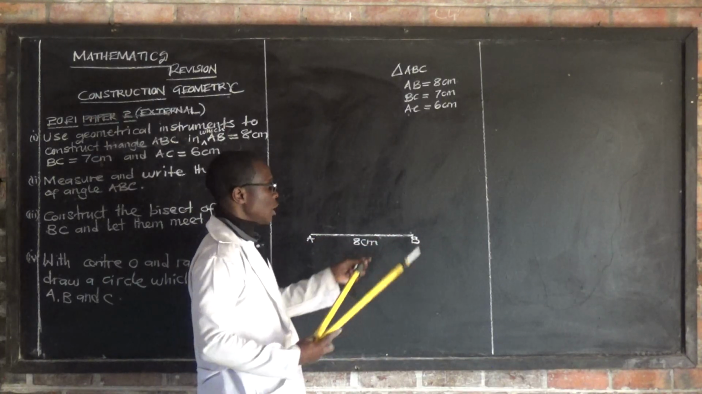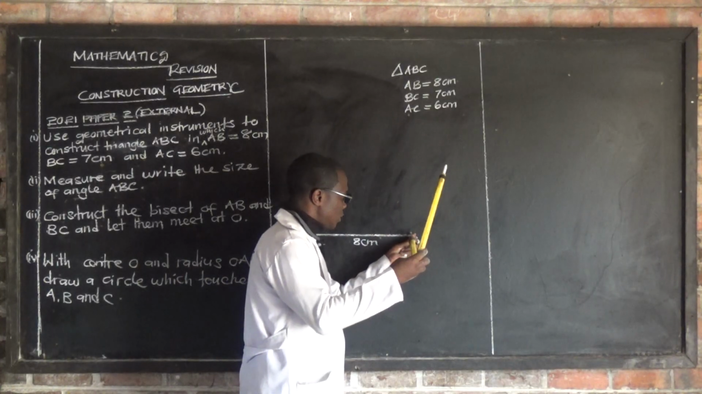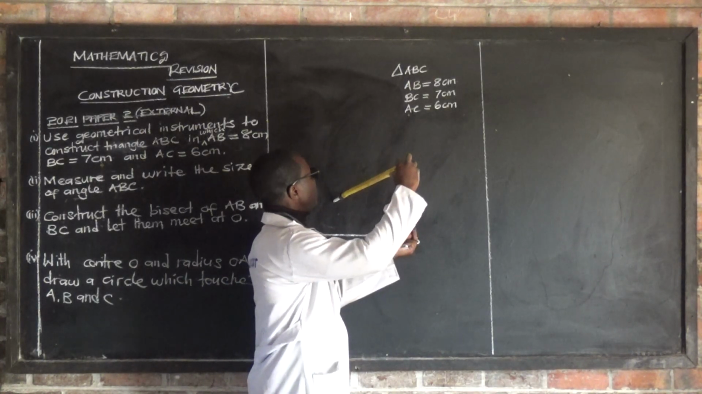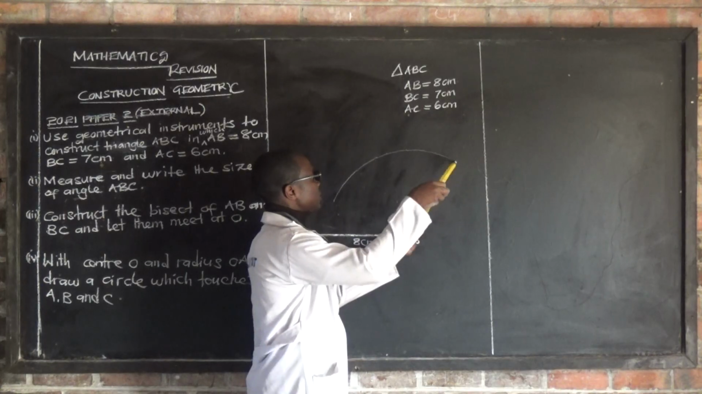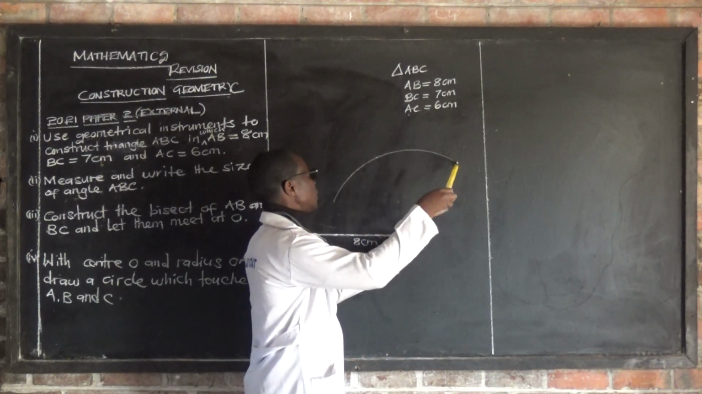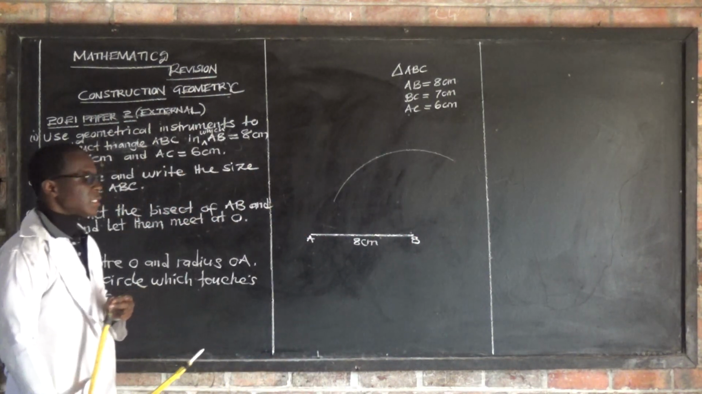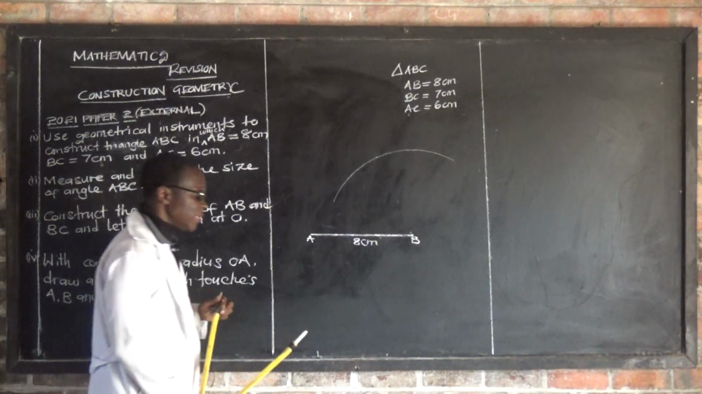Now this is BC. So I need to put this point where B is, right? This is my 7, then strike an arc like this. Strike an arc. This is my 7. Are we together, guys? So this is BC.